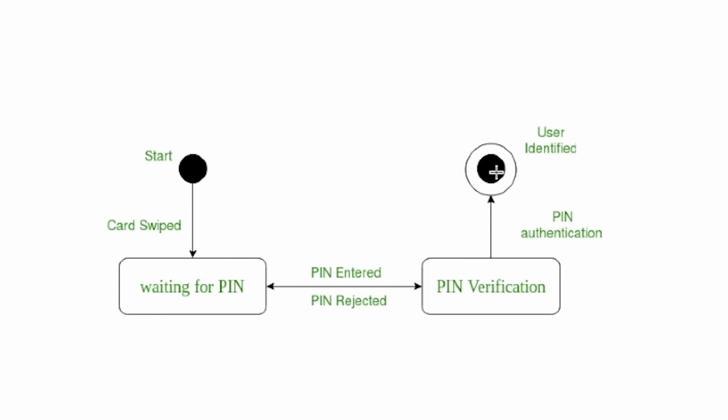Then we've got a double arrow pointing to and from waiting for PIN and PIN verification. So when we're entering our PIN, that transition is PIN entered. And PIN verification sends another transition called PIN authentication to user identified, which is the final state. And the final state is represented as a filled in circle with another line around it, a border line. So if that user is identified, then it is successful. And at any time, if the PIN is unable to authenticate, it sends another transition back to waiting for PIN and says that the PIN is rejected.